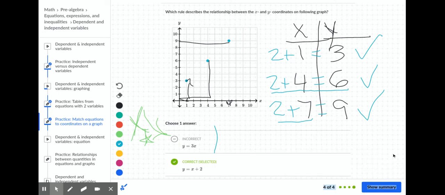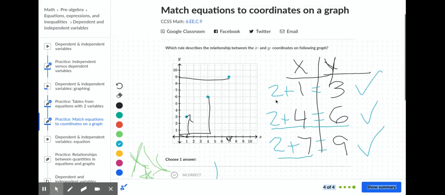So I hope this helps a little bit. If you get stuck on these, I really recommend making a table. The table helps a ton. It helps you sort things out.